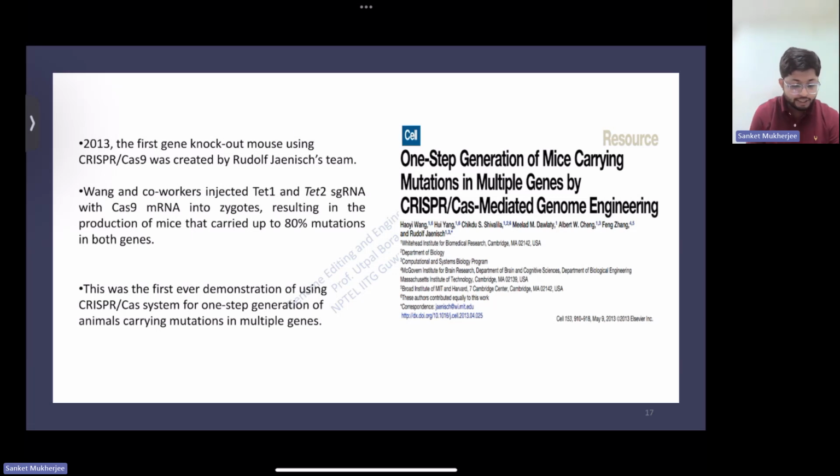In 2013, the first gene knockout mice using CRISPR-Cas9 was created by Rudolf Jaenisch's team. Wang and co-workers injected TET1 and TET2 sgRNA, single guide RNA, with Cas9 mRNA to zygotes, resulting in production of mice that had 80% mutation in both the genes. This was the first ever demonstration of using CRISPR-Cas system for one-step generation of animals carrying mutations in multiple genes.